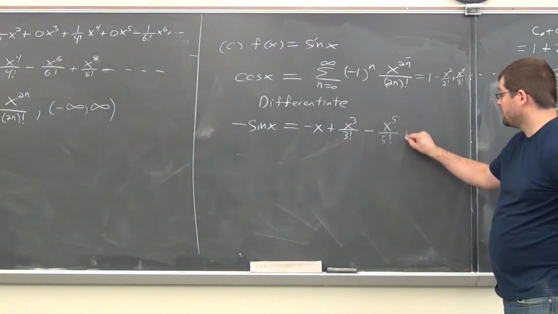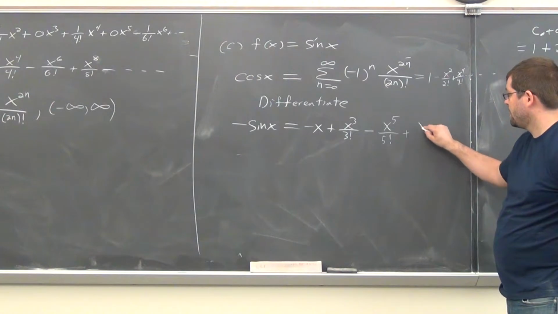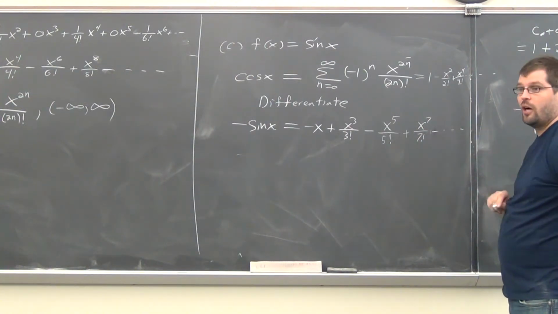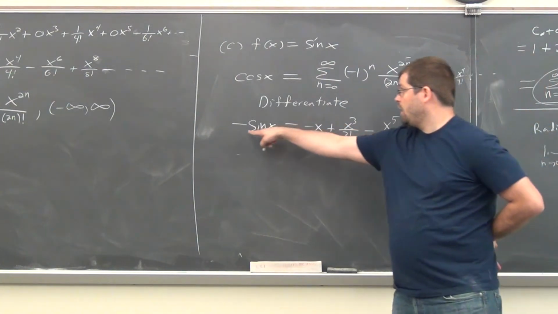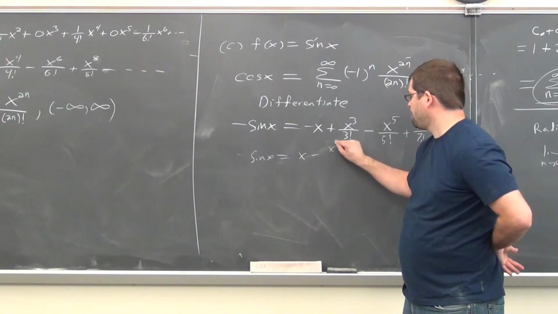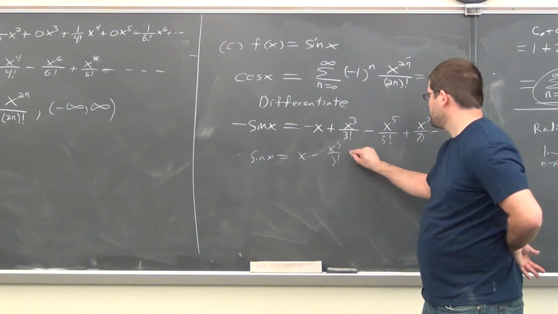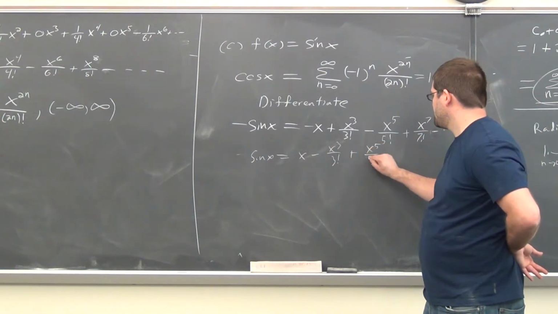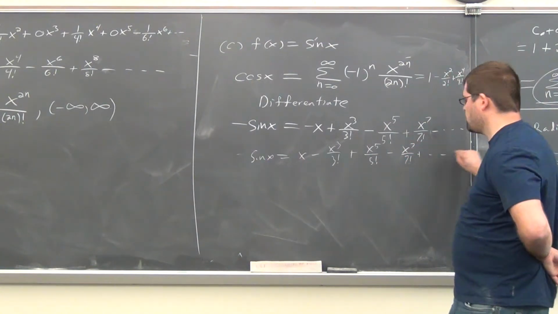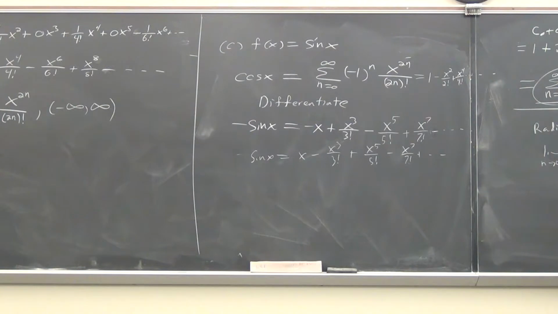And then you can probably guess the pattern. What should be the next guy? x to the 7th over 7 factorial. And then it'll be minus and so on, right? So we didn't want negative sine, we wanted sine. So I just negate everything. The same pattern, except here we've picked off just the odd terms instead of the evens, right, with sine.